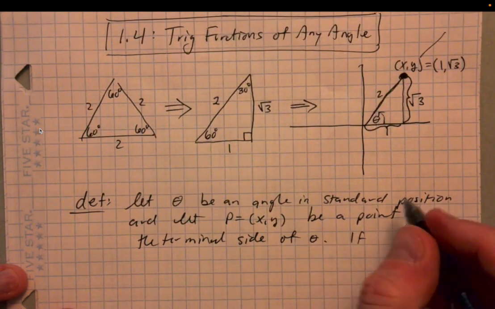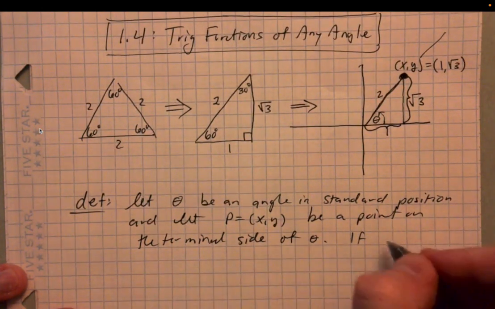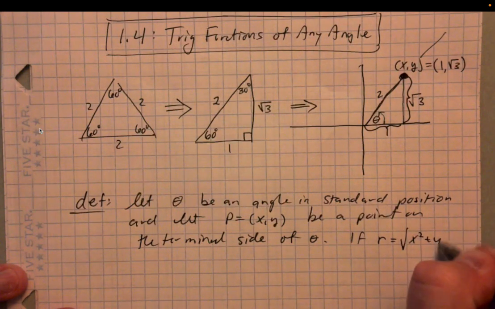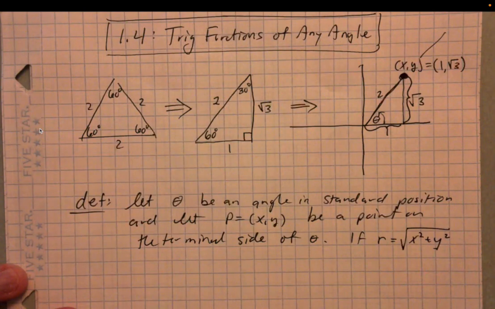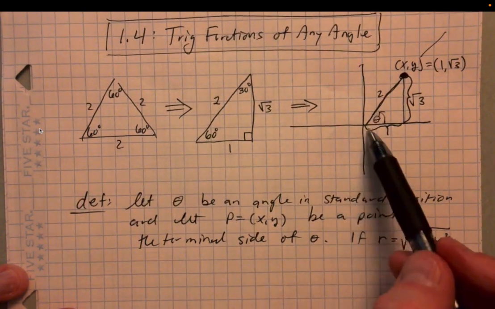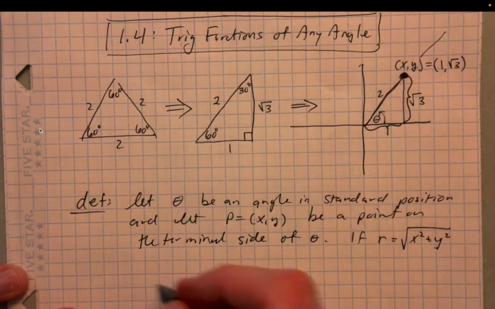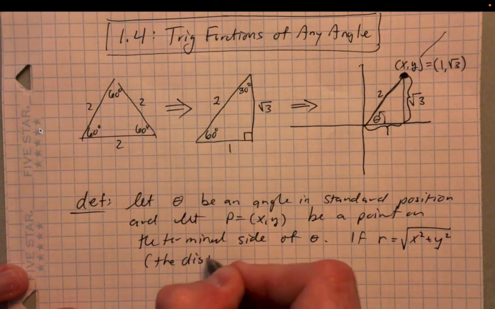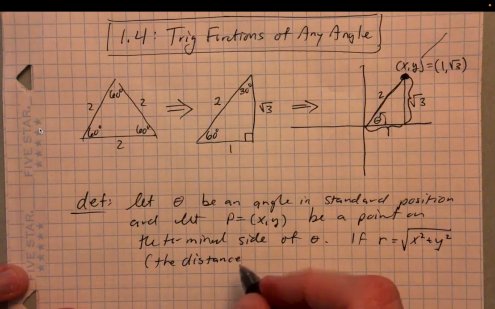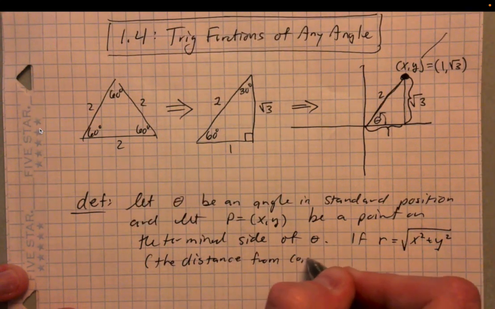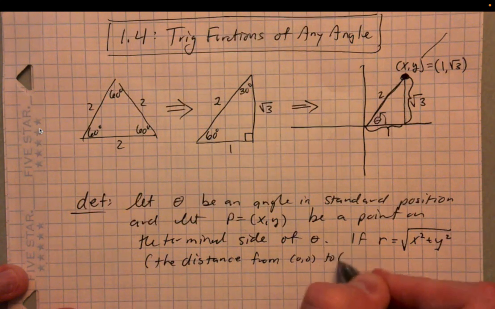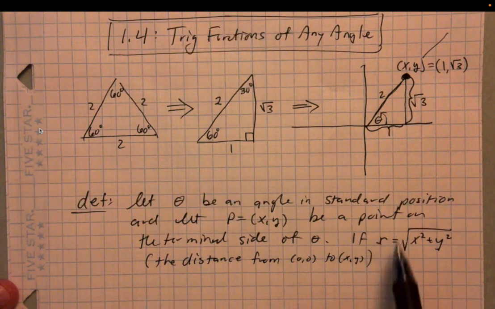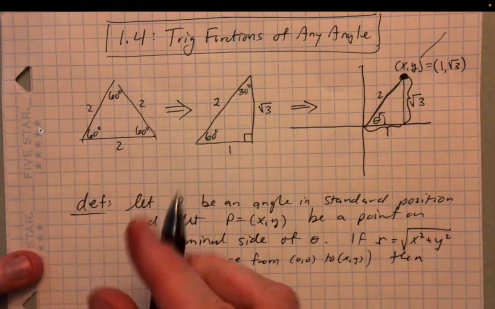Then, if r equals the square root of x squared plus y squared, this is going to be the distance from the origin up to the point (x, y). This is the distance from (0, 0) to (x, y). If that's what r is equal to, then the 6 trig functions are as follows.